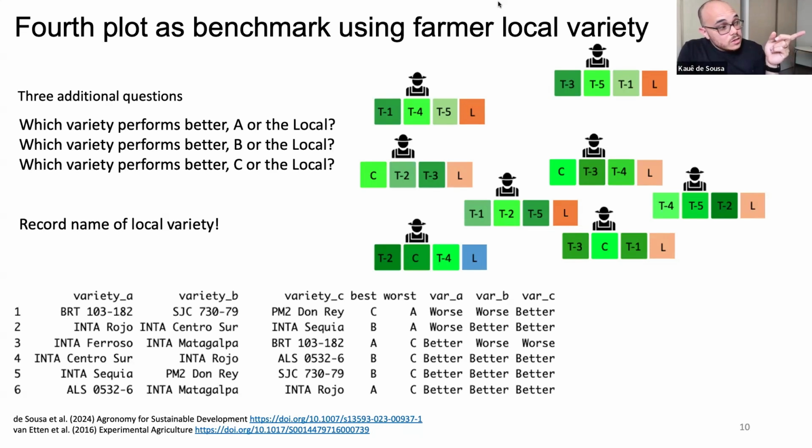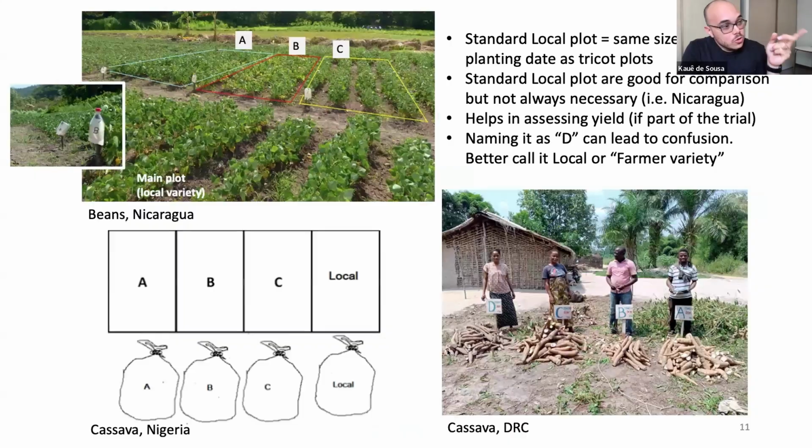And then how we evaluate is that we ask the farmer which variety is the best and the worst against A. Is the local variety better or worse than A? Is the local variety better or worse than B, or than C? So the data is recorded in that way, worse, better, and then we add that to the analysis as a pairwise comparison, but it's not built into the conceptual design. Recording the name of the local variety is important, so you need to record the name.